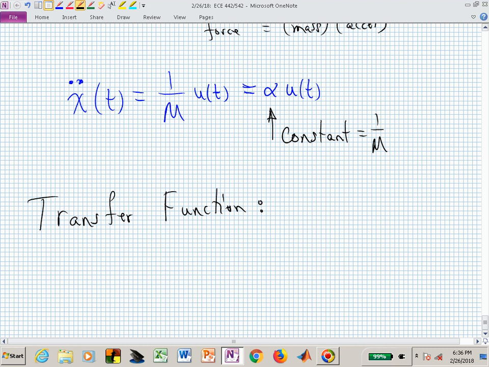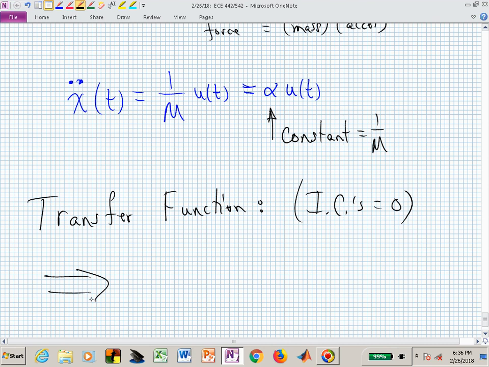If we have a transfer function, what do we assume? What about your initial conditions? You don't have to worry about them, do you? Zero initial conditions. So now we have initial conditions equal to 0 and we're finding a transfer function. We're just trying to find the dynamics.